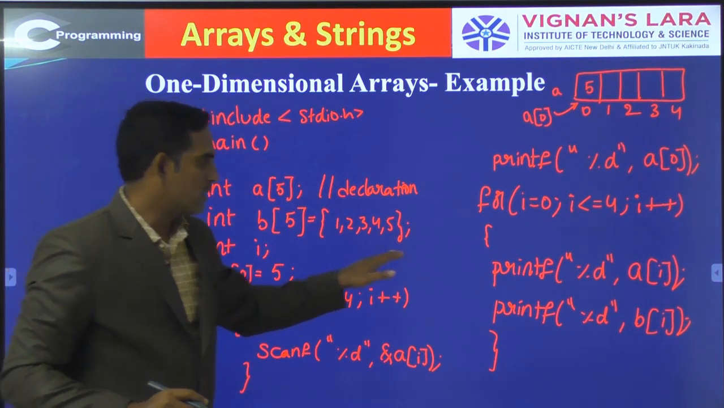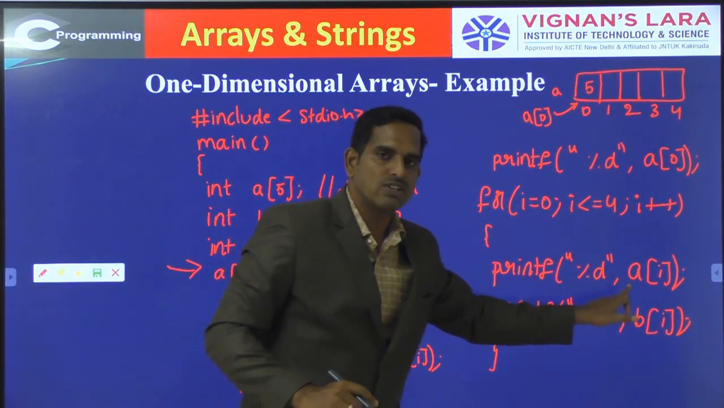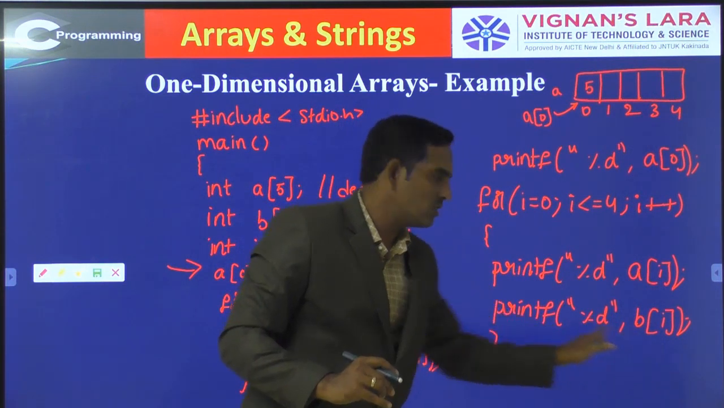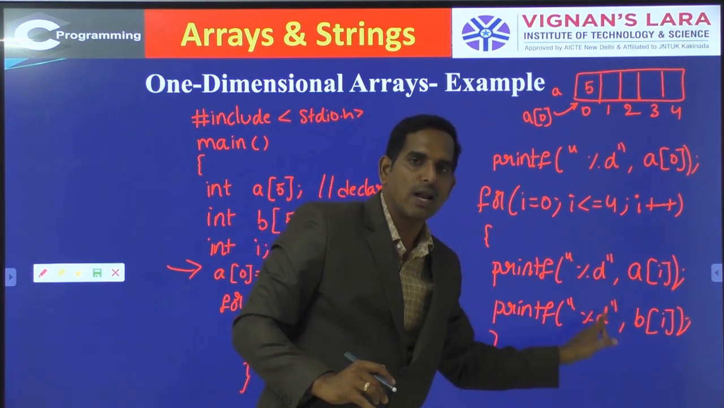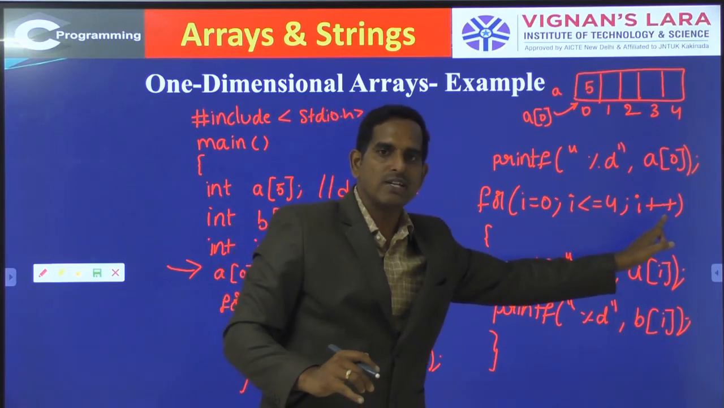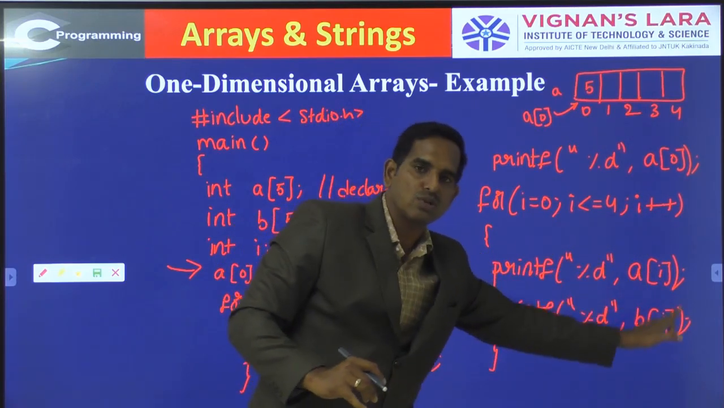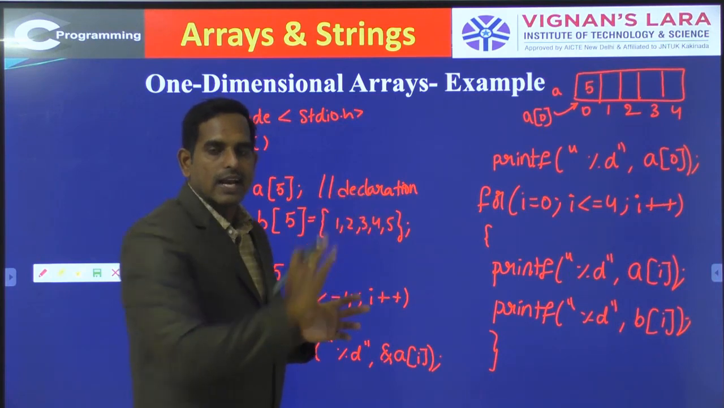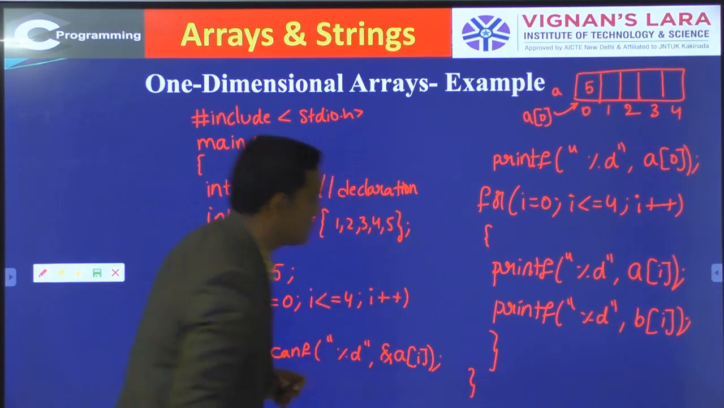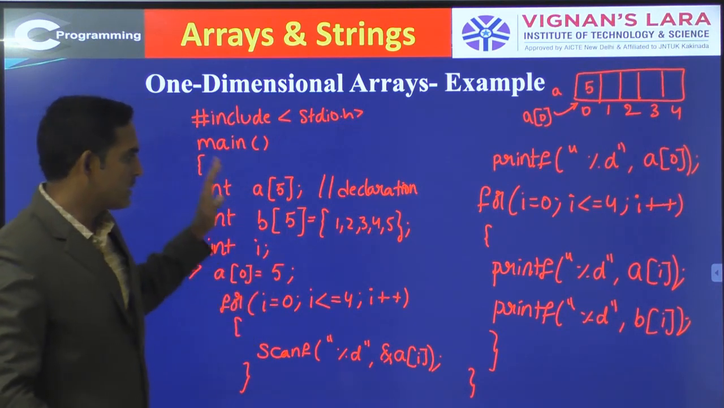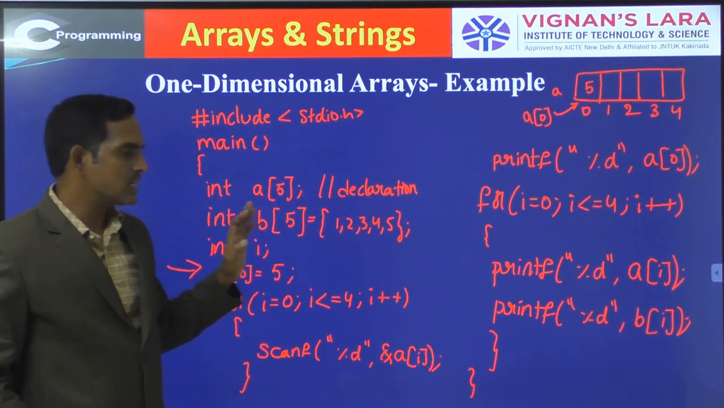So in this manner you can print. When I value is 0, it will print a of 0, then b of 0. Next it will go to I is equal to 1, then it will print a of 1, b of 1. Then I is equal to 2, then it will print a of 2 and b of 2, like this until the end of the array. Last you close your main. This is how you can implement one dimensional arrays.